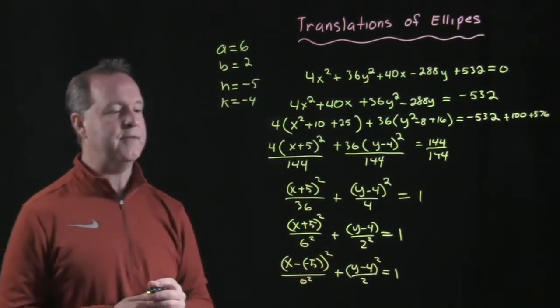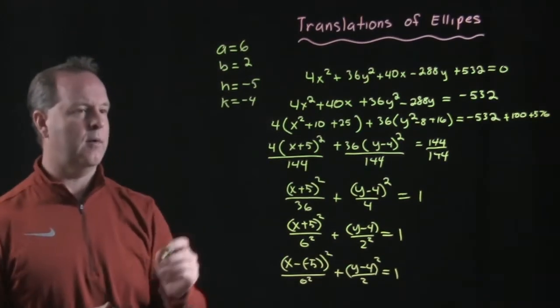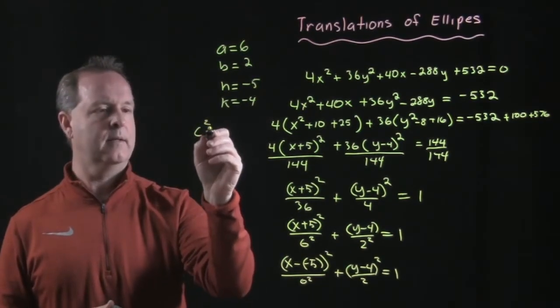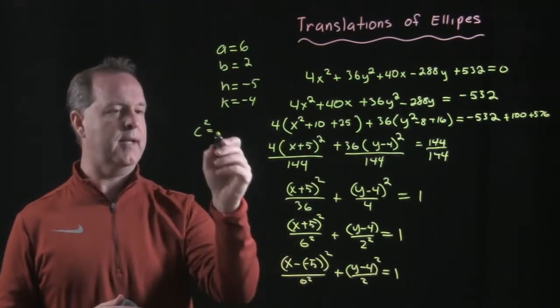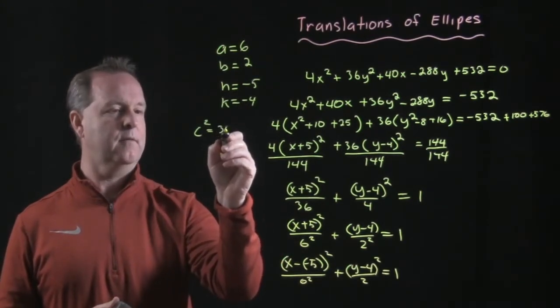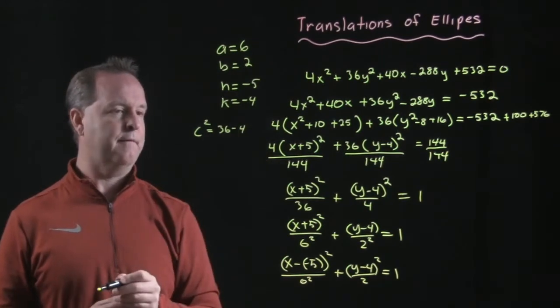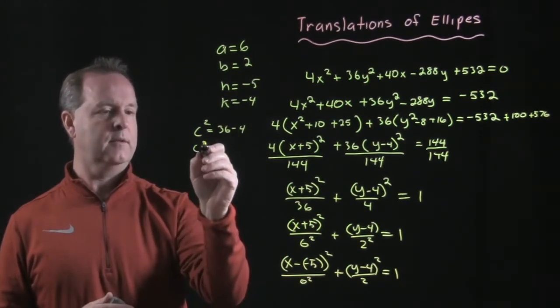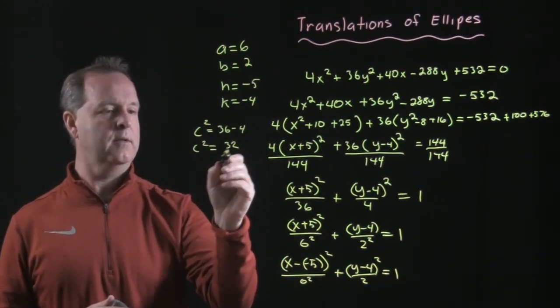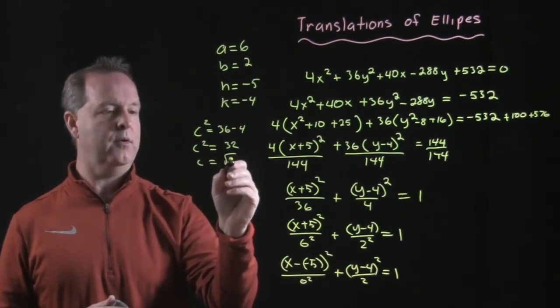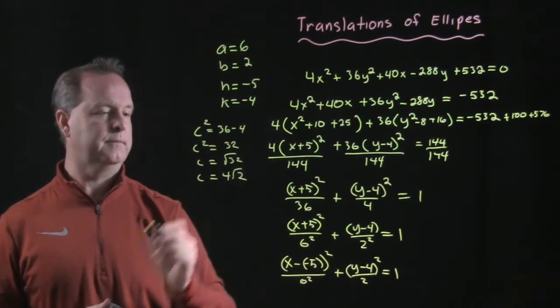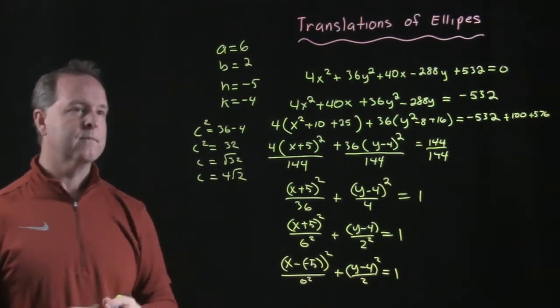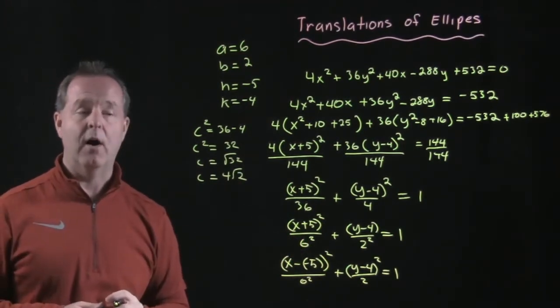And the last one left is c. I remember that c squared equaled my larger term minus my smaller term. So that's 36 minus 4. c squared equals 32. c equals root 32. c equals 4 root 2. All right. I think all the hard work has been done.